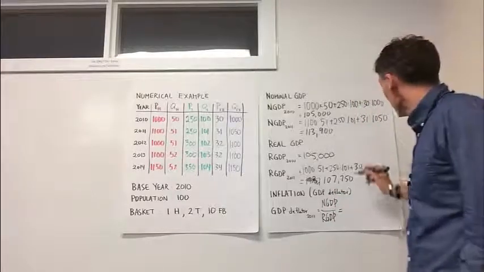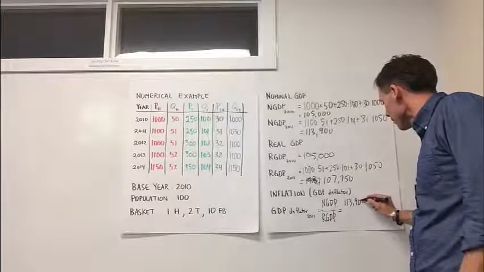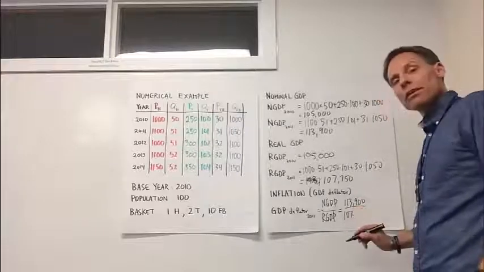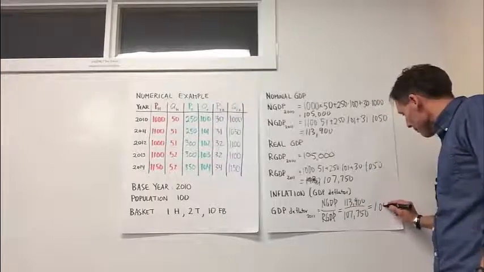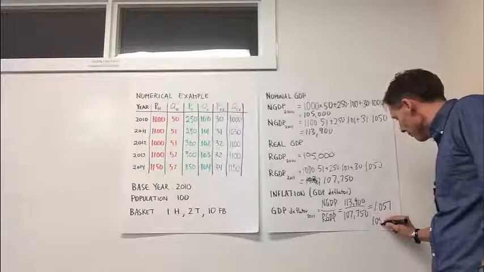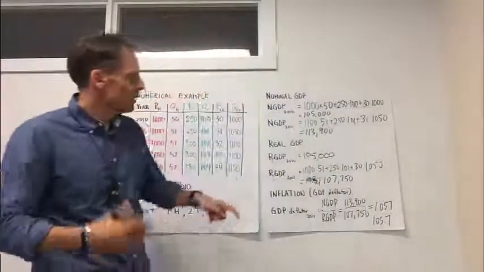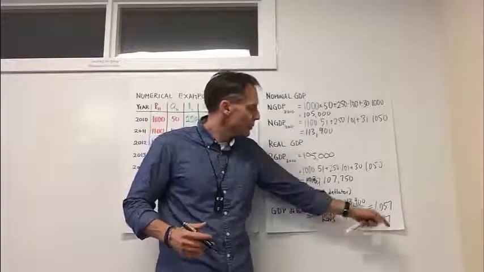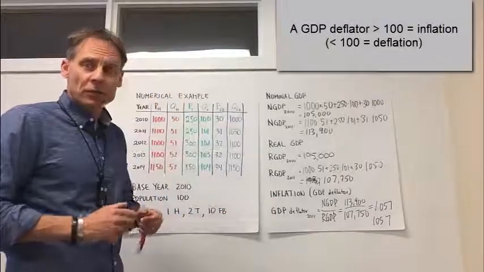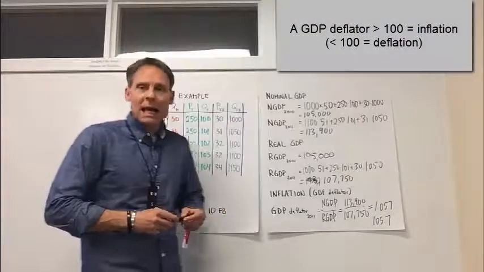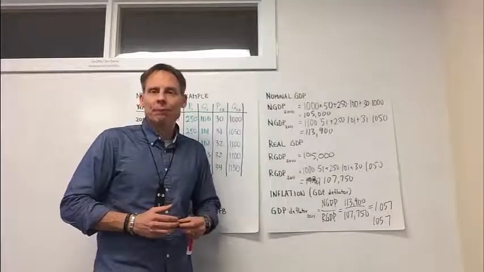All right, here we have nominal GDP for 2011 of 113,900. Real is 107,750, which means that the GDP deflator is equal to 1.057, although we usually multiply it by 100, so 105.7. That's our GDP deflator. As long as the GDP deflator is a number greater than 100, we have some inflation. That is, prices have increased in the total economy.